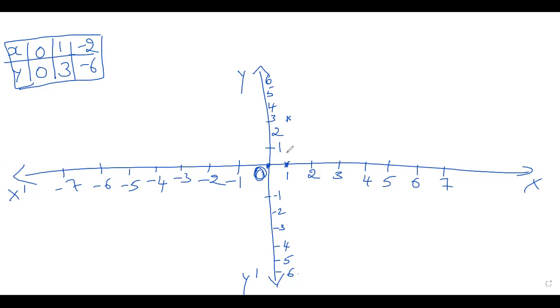Okay. Next one is -2 and -6. So x is -2. So go towards left, towards x dash. We have -2 here and -6. It is here. Okay, children.